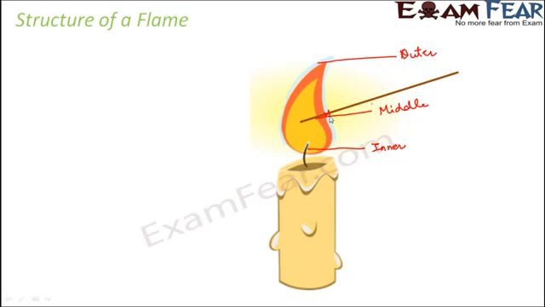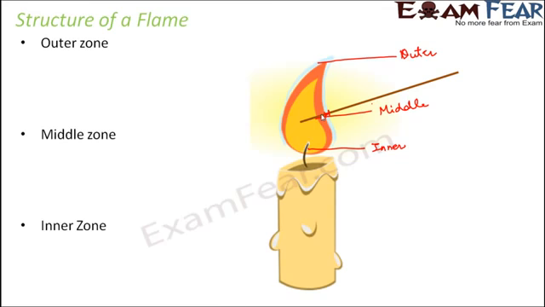So what does that prove? That proves that this portion of the flame is the hottest, because inside it was not that hot. Inside, this part did not become red hot, but this part was the most hot. So this proved that the outer zone has the highest temperature.